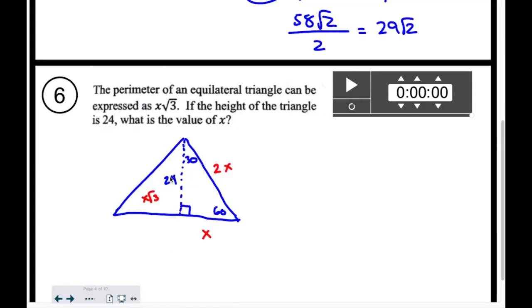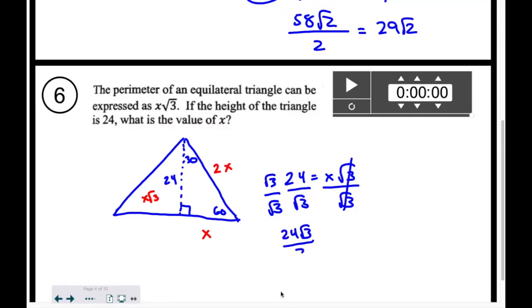So now we set these equal to each other. We know 24 really represents x root 3, and we solve just like we did on the last problem. You can divide each side by root 3, and then I would like to rationalize, so root 3 over root 3. So we get 24 root 3 over 3, and finally we're at 8 root 3. But 8 root 3 represents x.